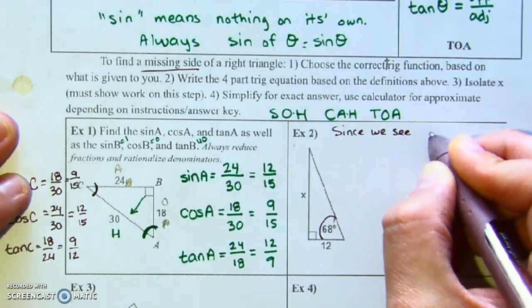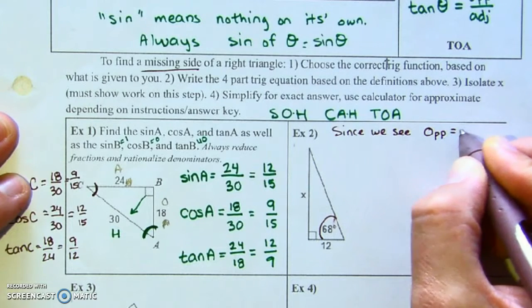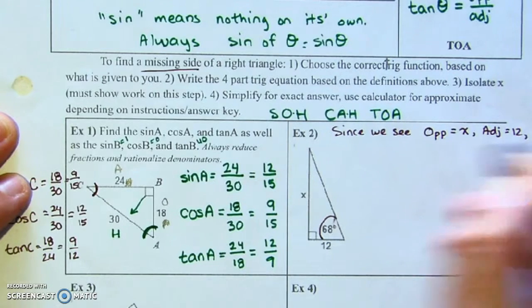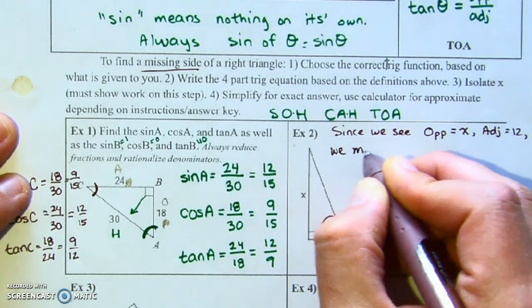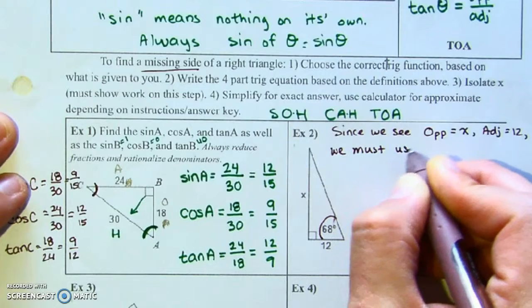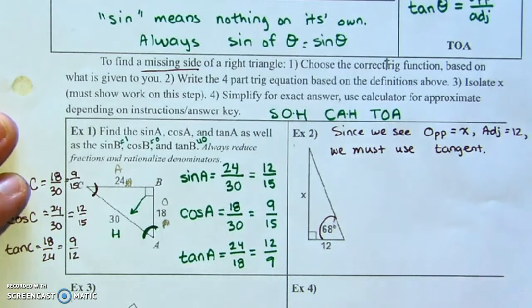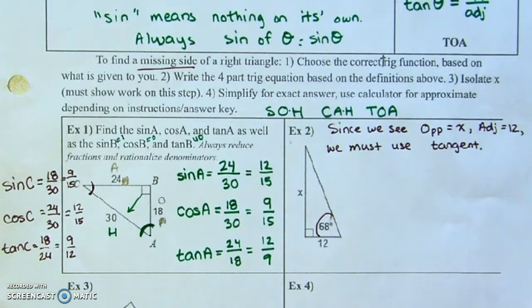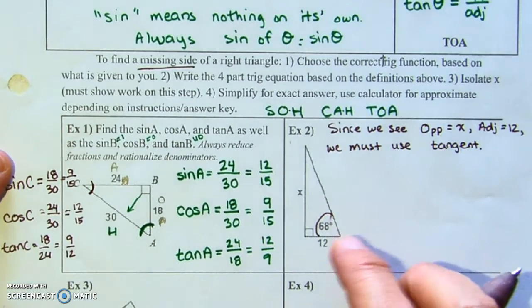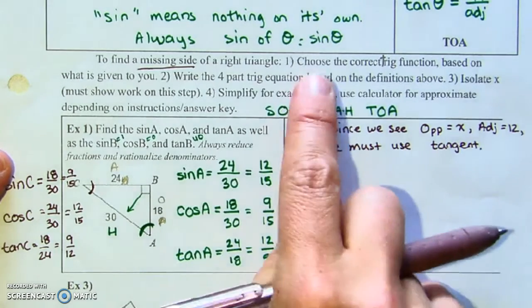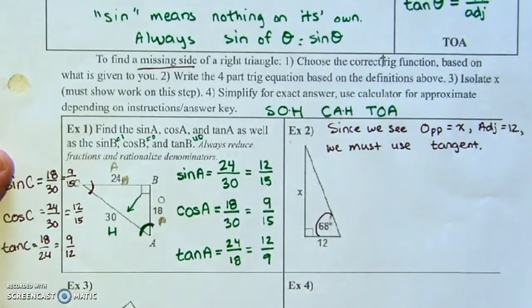Since we see the opposite side equals x and the adjacent side equals 12, we must use tangent. So it's not random. We have to use the correct trig function. We can't set this up with sine, we can't set this up with cosine. Step 1, choose the correct trig function based on what is given to you.